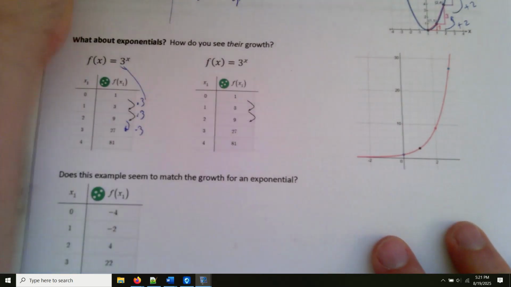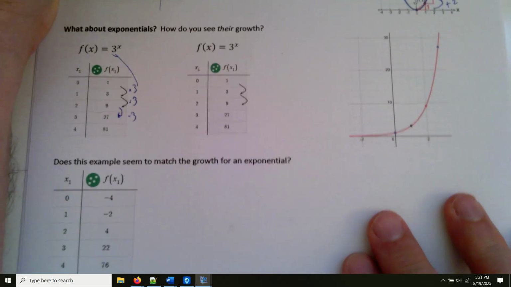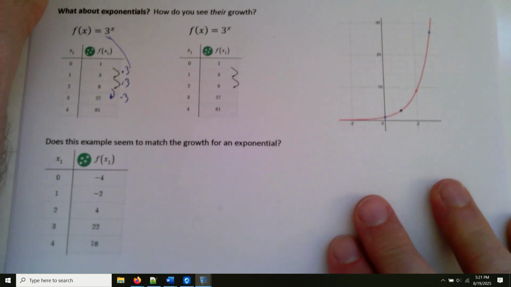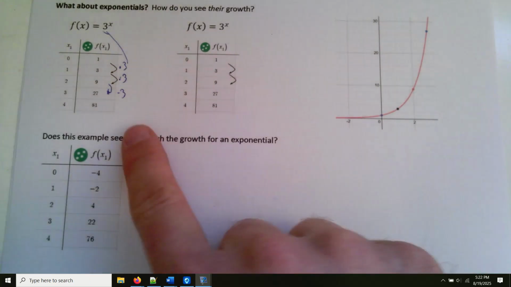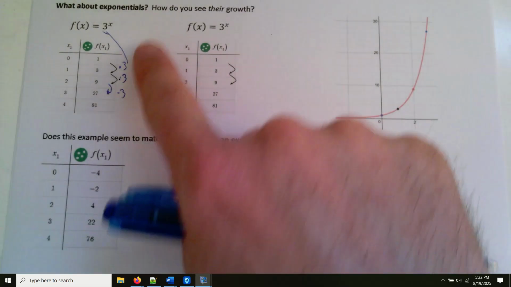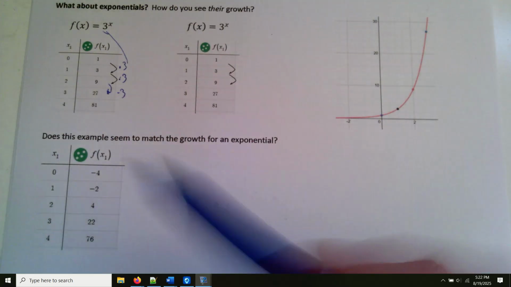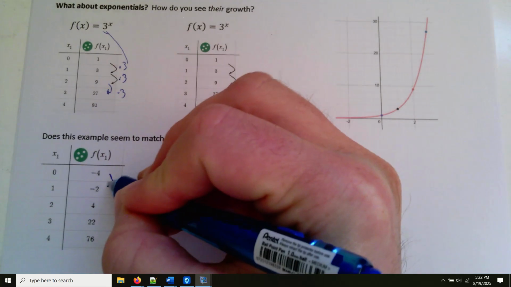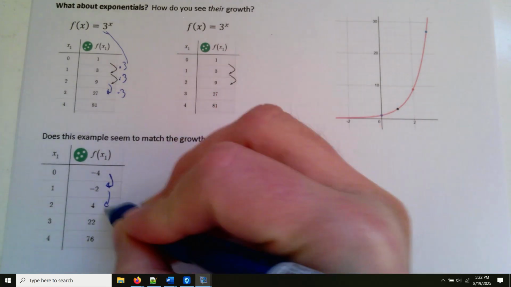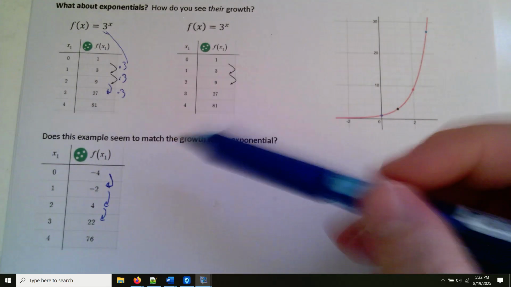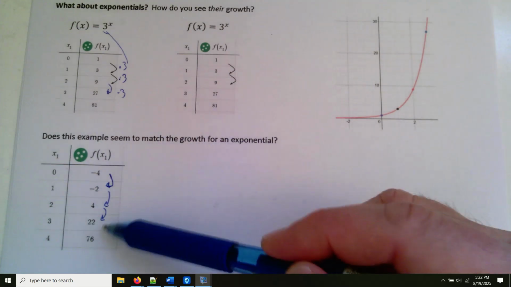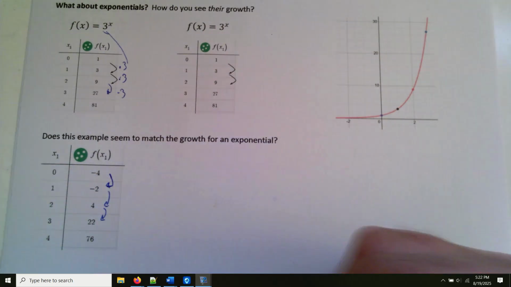Okay, so let's go down here to exponentials. As I said before, in Algebra 1, you learned that this is the characteristic growth for exponentials. The y values multiply. I invited everybody to pause and I asked them, do these values also show that multiplicative growth? Am I multiplying by the same thing to get from one to the next to the next to the next? Why don't you pause it and see if you can answer that for yourself?